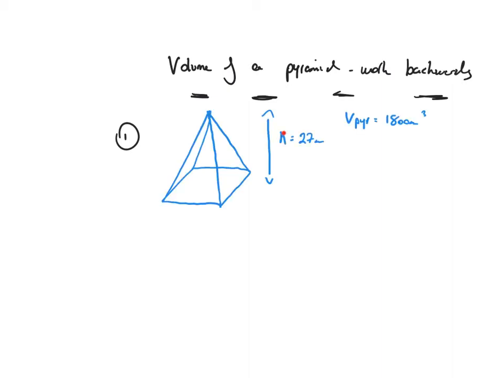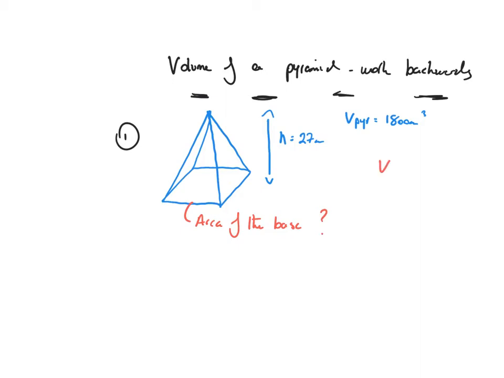Okay, so the height of the pyramid is 27 centimetres, the volume of the pyramid is 1,800 cubic centimetres, and the question is asking me to find the area of the base. So that's what we're looking to find.